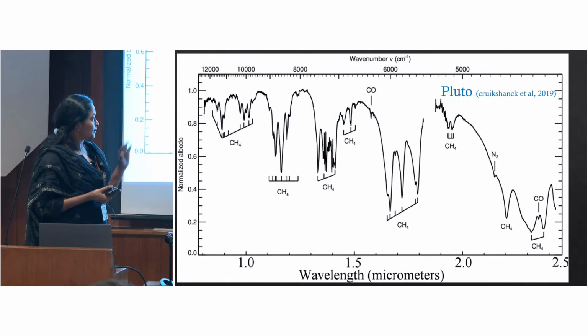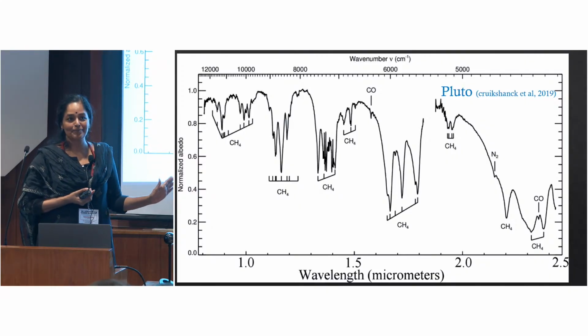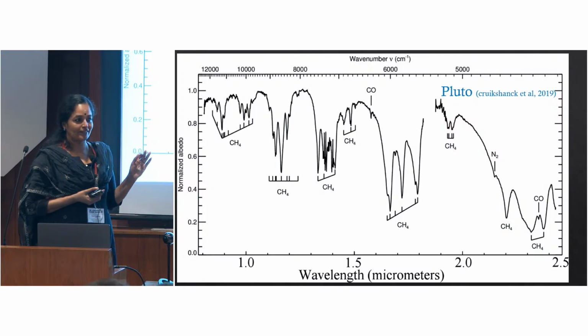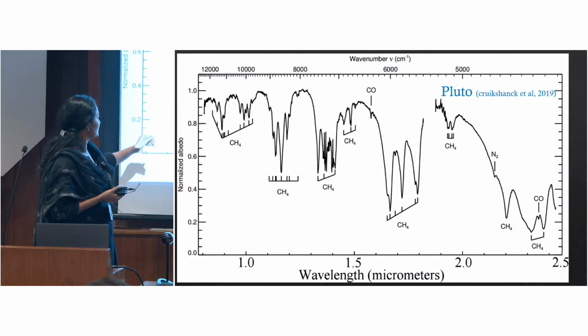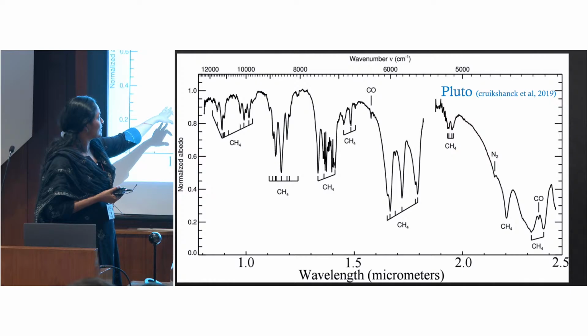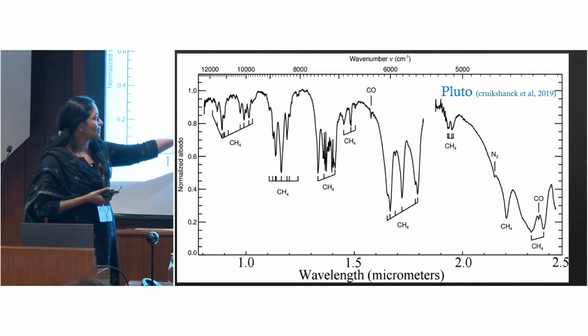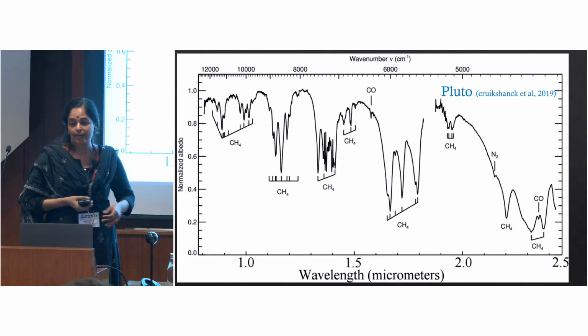That's Pluto, again just to show you a completely different spectrum. So Pluto from New Horizons, so this is a spacecraft that has gone, and now it's beyond Pluto. So you can see very distinct signatures of CH4, CO, and ices kind of. So it's an icy region.